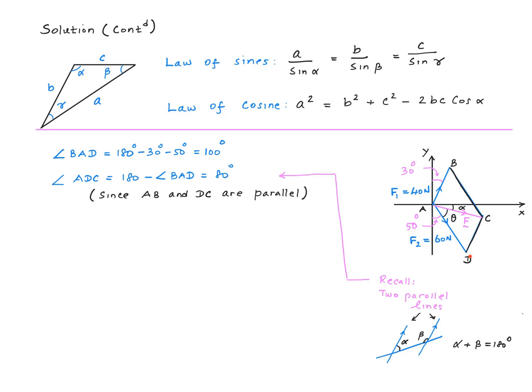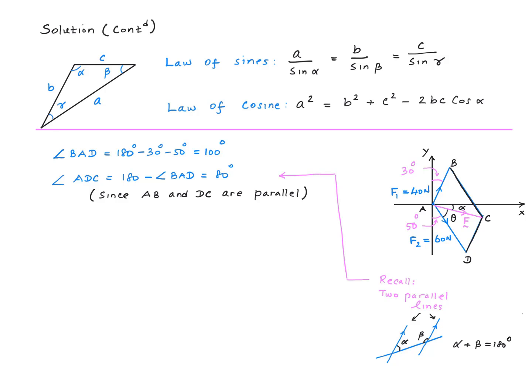Now looking at this triangle one more time, the length AD is 60 Newton, right? Length CD is equal to the length AB, which is 40 Newton. So we know the lengths of these two sides. So if we can find the angle between these two lines, then we can find the length of AC using the law of cosine, right? So let's go ahead and find this angle. Well, how do we do that?